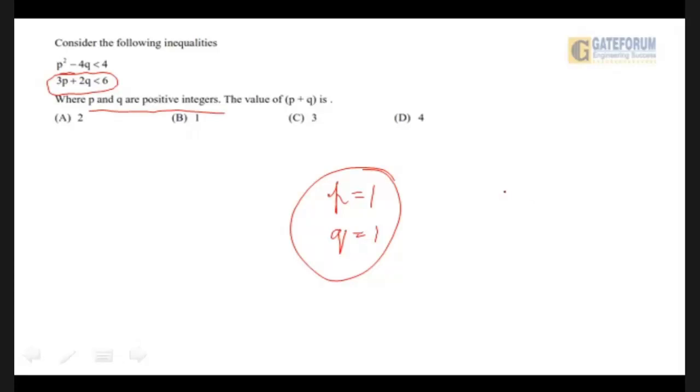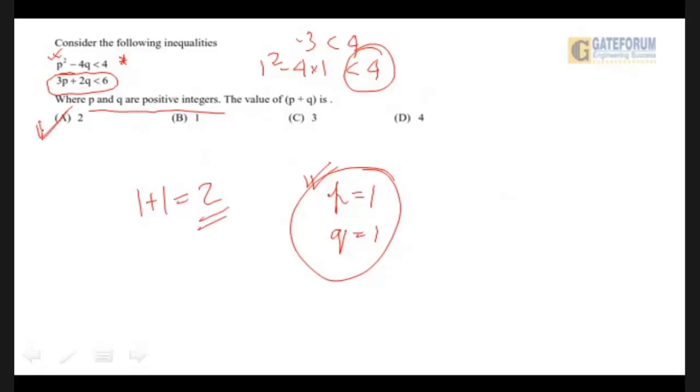If I were the student, this would be enough for me. I wouldn't even look at the first one. But if you do not trust your capabilities, you might apply this and check whether 1 squared minus 4 into 1 is less than 4 or not. Indeed, it is less than 4 because it is minus 3. So it fulfills. So the value of p plus q is 1 plus 1, which is equal to 2. This sum would be finished in exactly 3 seconds flat. 1, 2, 3. Finished.